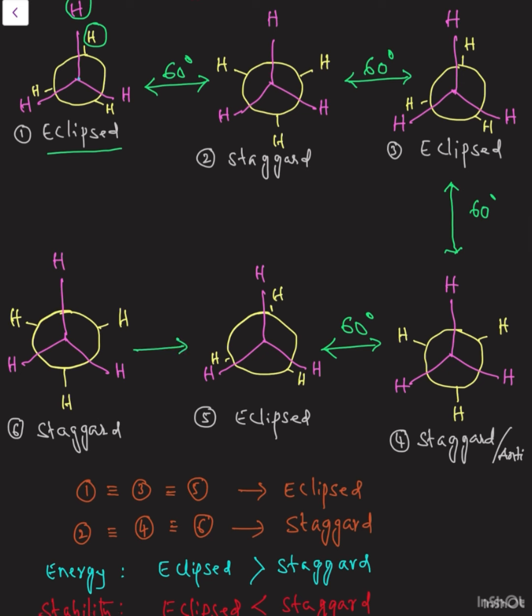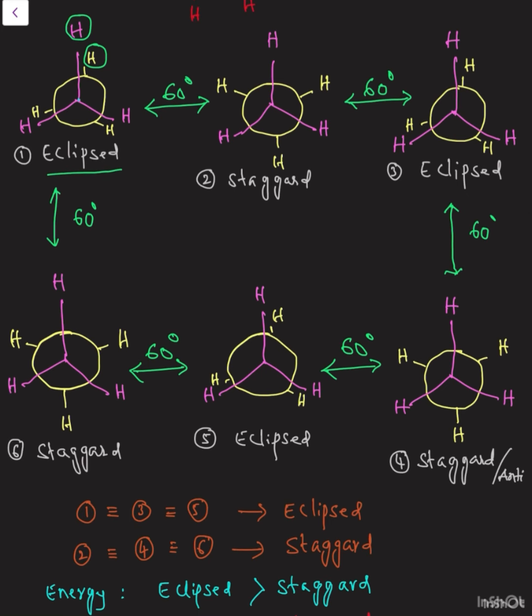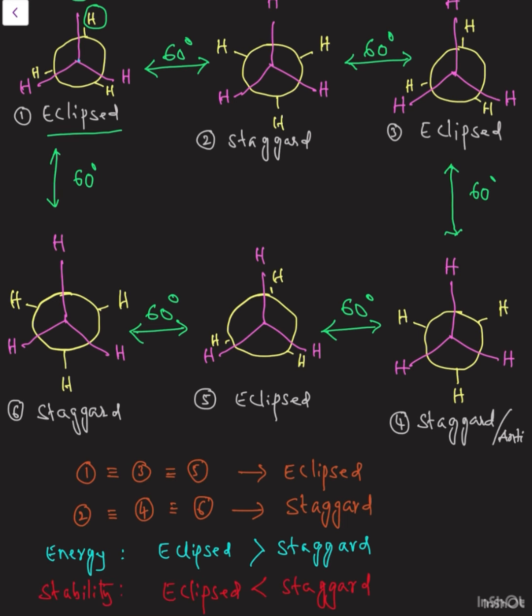Eclipsed. On 60 degree rotation, staggered is formed. This staggered again gives the starting one, that is the eclipsed conformer. So like this, we have 6 major conformers possible in the case of ethane. Now let us see which conformers are eclipsed, staggered and anti-staggered. What is the energy? What is the stability order? As we discussed earlier, two terms, X and Y, are taken.